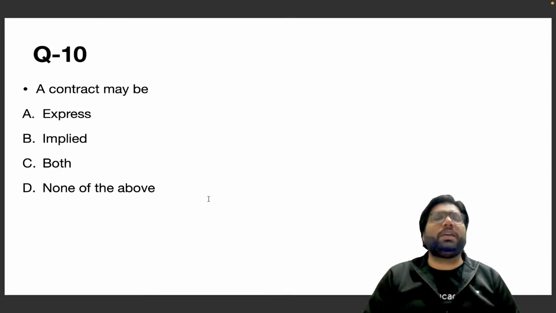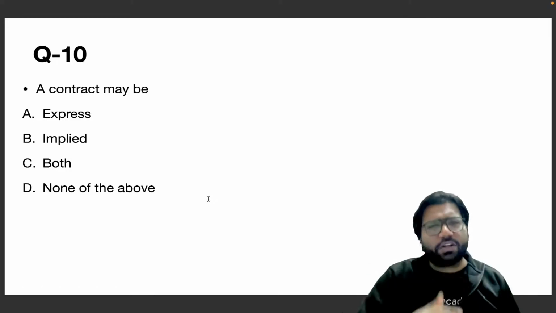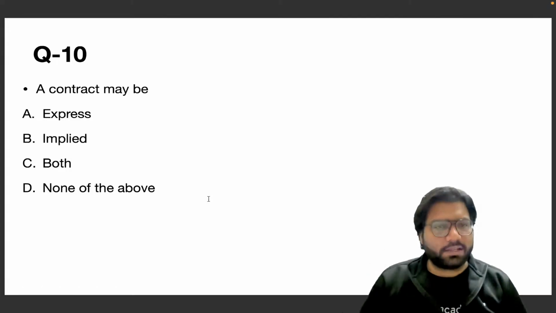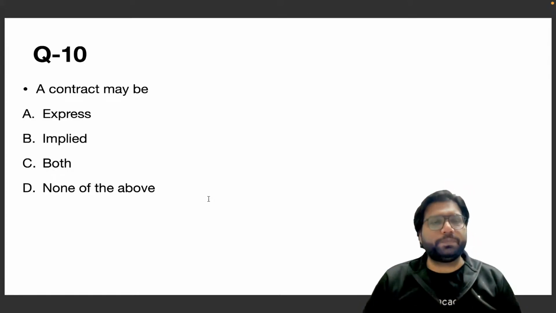A contract may be, do write down the section number as well from where this question has been asked. A contract may be.